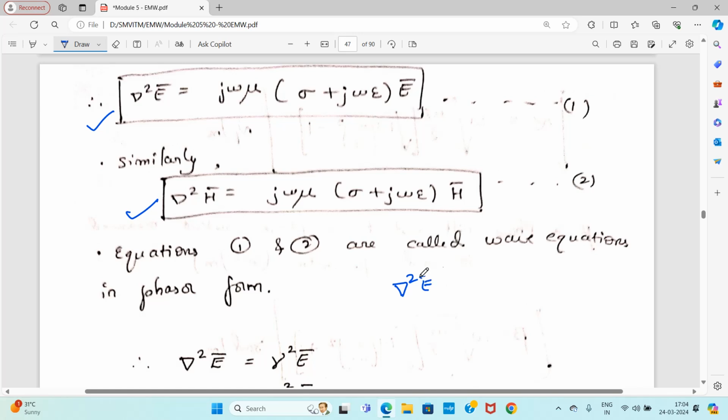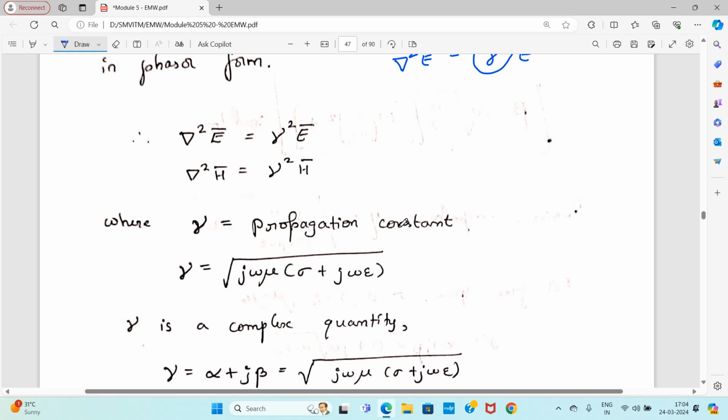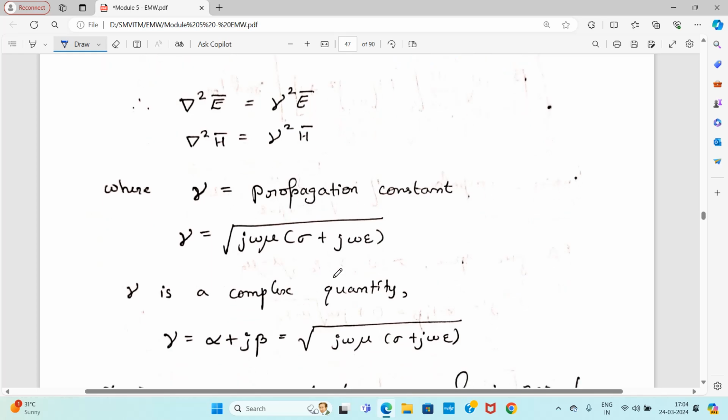del square E is equal to gamma square into E. So compare these two. In place of gamma square, you have this term. Okay, so that is your propagation constant. If gamma square is equal to this, then gamma will be the square root of this value, right? That is what you're getting.